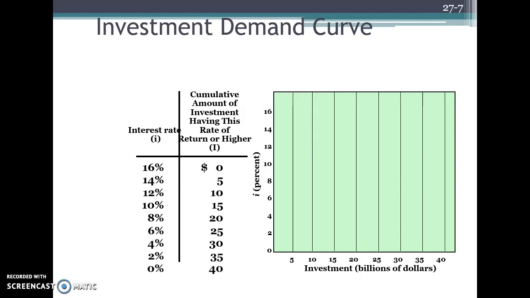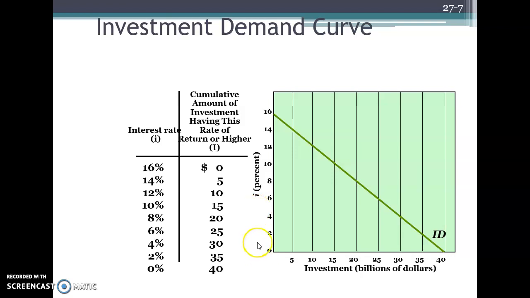Now you can see these are the interest rates. As the interest rates are increasing, the level of investment is decreasing. And on the basis of this, we are going to plot this investment demand curve. On the x-axis, we have the investment, in terms of billions of dollars, and on the y-axis, we have the interest rate in terms of percentages.